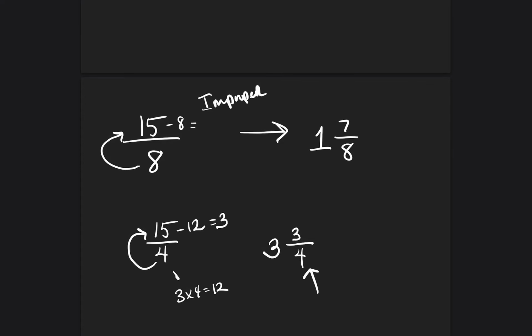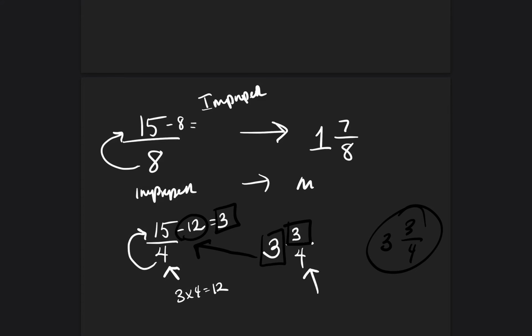The denominator of the fraction stays the exact same. The whole number represents how many whole times that bottom number can go into the top. And the 3 represents what is left over after it goes in that many times. So you would have 3 and 3/4 as the mixed number. So improper fraction, mixed number.